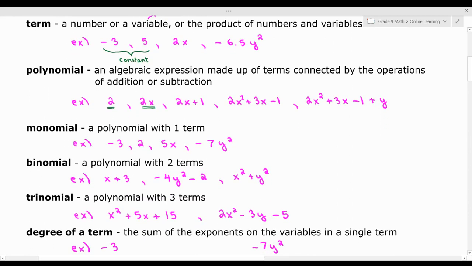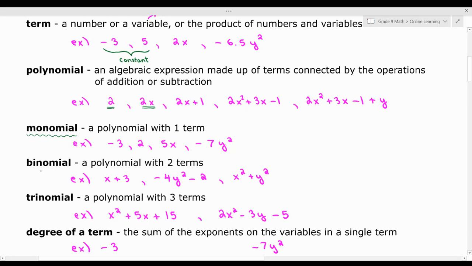All right, well, there's special names for some of the polynomials. So if you had a polynomial with one term, we would call that a monomial. Okay, so mono means one. So for example, you could just have the number -3, just the number 2, that's considered a monomial, it's one term. You could have 5 times x, that's a monomial. You could have -7y to the power 2, that's a monomial. So the key thing is you'll notice there's no plus or minus after the first term that you have. Okay, so you only have one term.